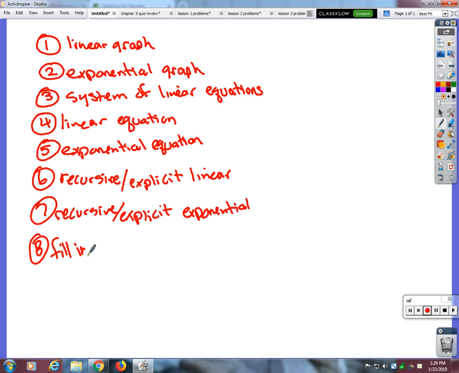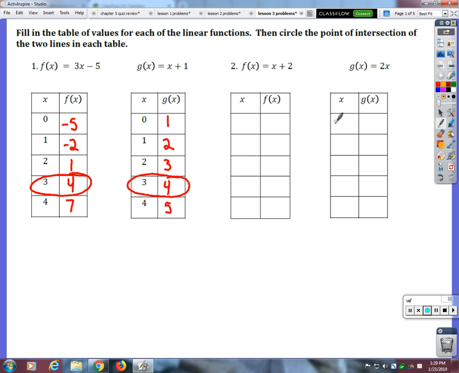Okay, hold on a sec. So fill in a table. Yep, hold on a sec. You're freaking out that you won't write it down in time?